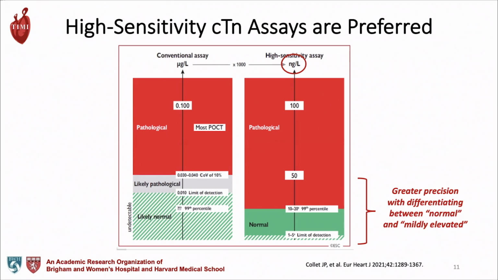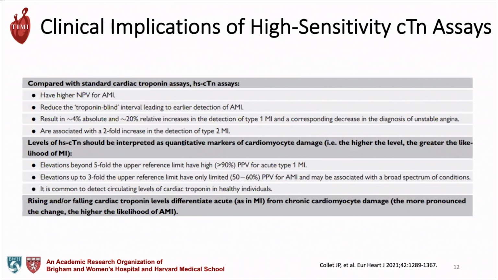But the other important difference is the performance of these different assays at lower cardiac troponin concentrations. With conventional assays, the precision when the estimates of cardiac troponin elevations are 0.01, 0.02, 0.03, 0.04 is much less good than it is for high sensitivity troponin assays. And the high sensitivity troponin assays have greater precision for differentiating between normal and mildly elevated cardiac troponin levels.